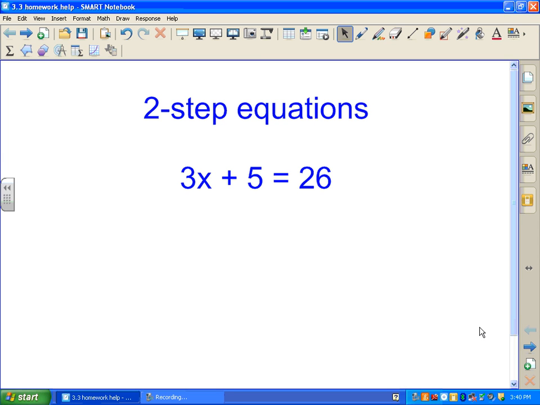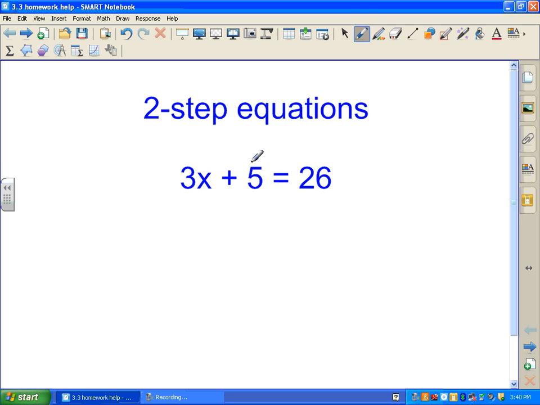Okay, so we've been doing some equations, and we've been doing one-step equations. So now we're going to move on. We're going to do two-step equations. Now with two-step equations, obviously it's two steps because there's two things we need to get rid of. We need to remember when we're solving equations, we're always trying to get the variable by itself. Well, in order to do that, I'd have to get rid of the 3 and the 5.